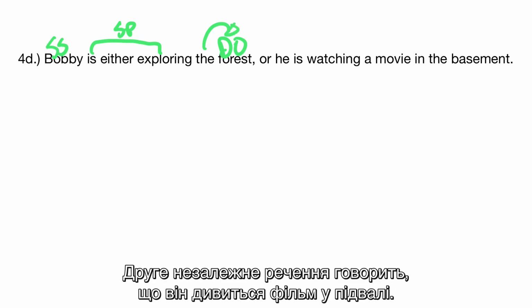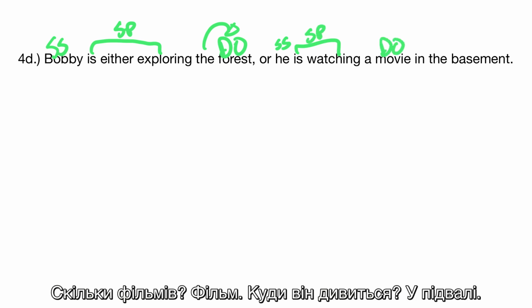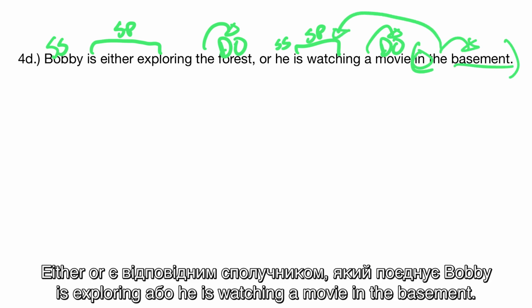The second independent clause says he is watching a movie in the basement. Who or what is this about? It's about he. What is he doing? Is watching. Is watching what? Movie. How many movies? A movie. Where is he watching? In the basement. Either or is the correlative conjunction that combines Bobby is exploring or he is watching a movie in the basement.